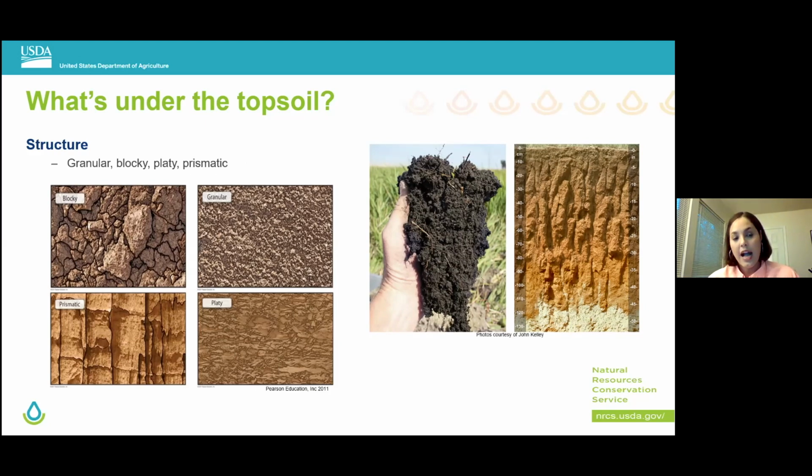Those aggregates are going to have different shapes. They could be blocky, they could be platy, they could be prismatic, that's the picture on the right. That prismatic structure, to me, that is beautiful, that is amazing. You don't get to see something like that very often, even when you're a soil scientist and that is your job. You don't get to see that very often. So let's talk about what we have under the topsoil. I already mentioned we have organisms, we have crotovinas, we have horizons, we have a structure. But what else do we have out there?